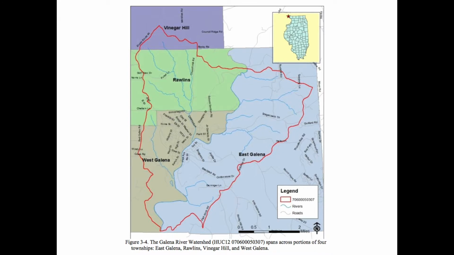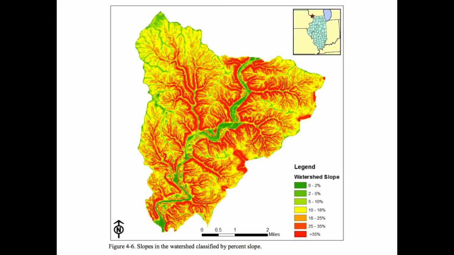6 local government units have jurisdiction within the lower Galena watershed: the county, the city, as well as Vinegar Hill, Rawlins, East Galena, and West Galena townships.